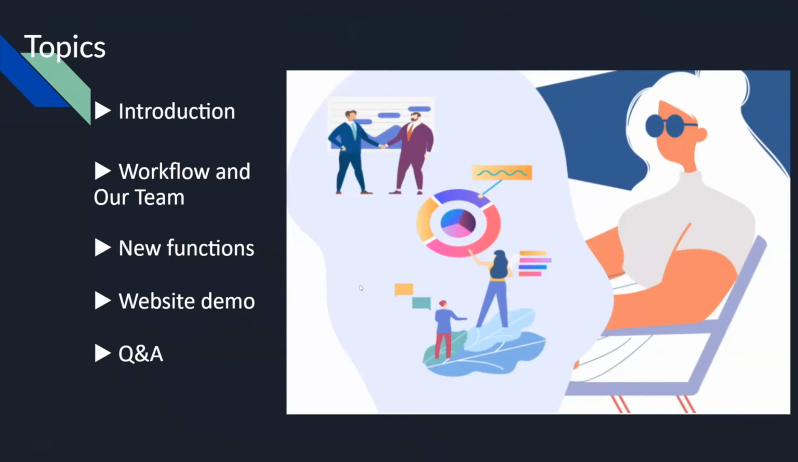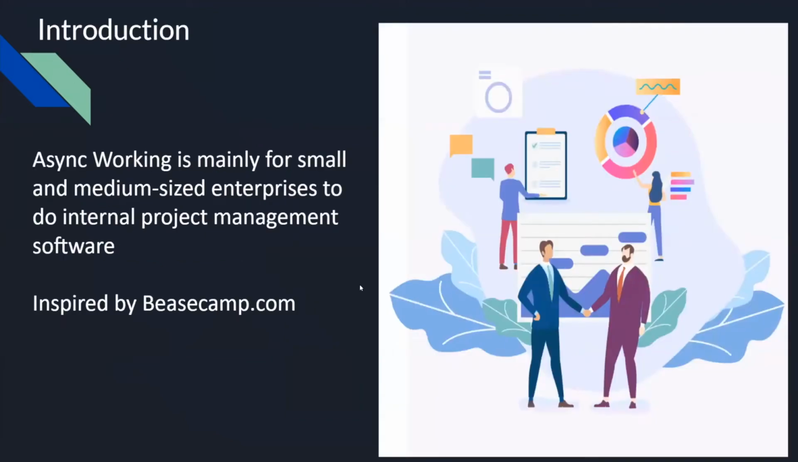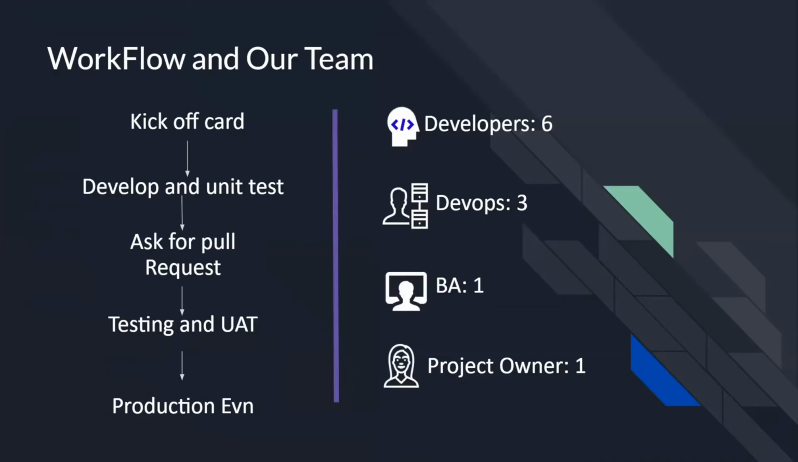Firstly, please allow me to introduce what we want to create. We want to develop an online platform to support our users, the small and medium-sized employees, to manage their task list, employees, and companies. In addition, we also want to support our users to know their production development state. That means how many tests they have finished and how many tasks they still need time to develop. As for our team, we have 6 developers, 3 DevOps, 1 BA, and 1 project owner.